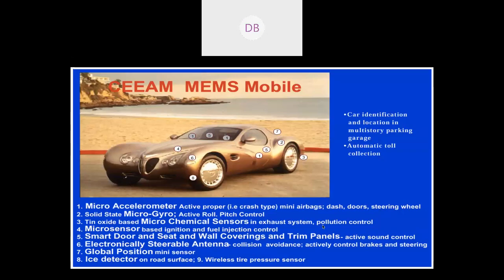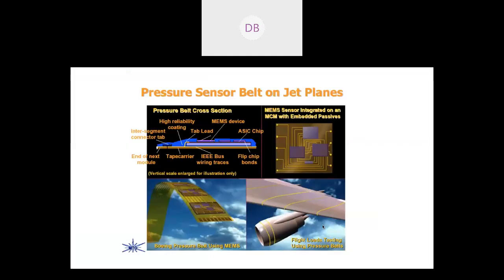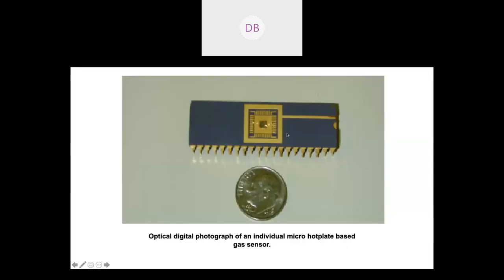Then we have the pressure sensors belt, which is used in the jet planes, as you can see. This is a series of pressure sensors, or we call it an array of sensors, that is together to measure the air pressure on the wings of a flight. Then we have the optical or gas sensor, which you can see. This is a gas sensor, and this is an image of the gas sensor, very much similar to an IC.